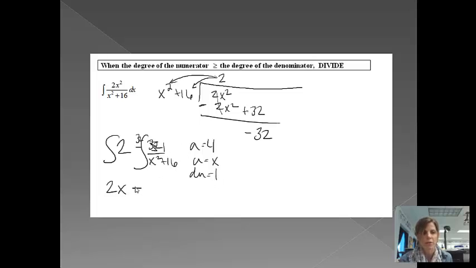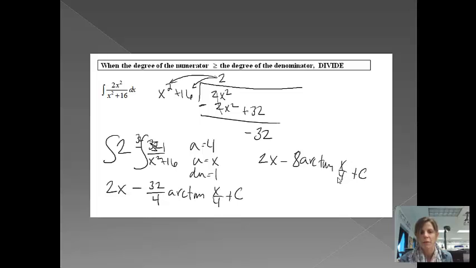So all of my parts are there. So this is an arctan, so I've got a 32 sitting out front over a, arctan u over a plus c. And the only thing I'd probably do to simplify this is actually find out what 32 divided by 4 is. So my final answer would be 2x, minus 8 arctan x over 4 plus c.